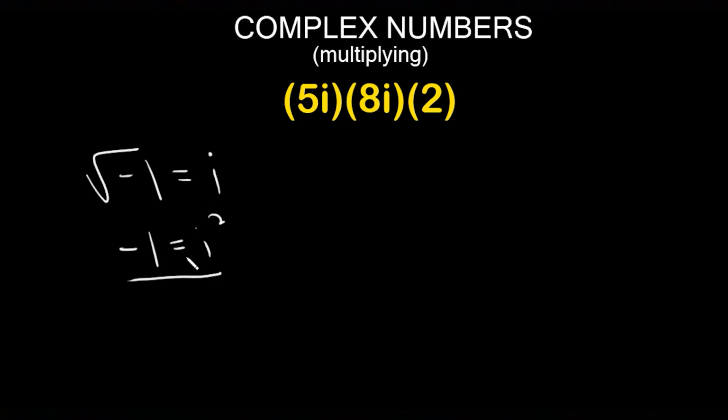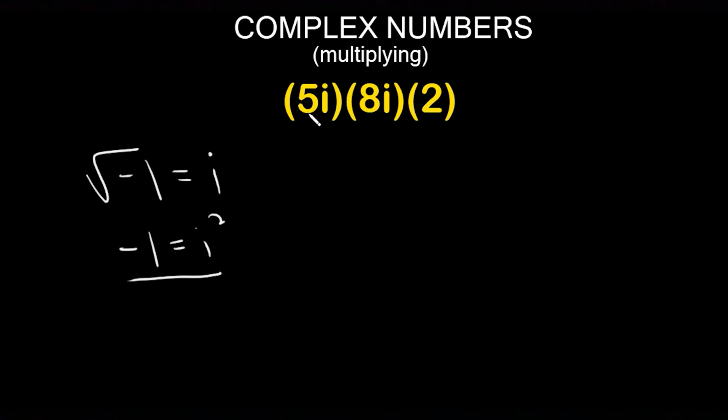Okay, and with that being said, let's talk about how we're going to do the first problem. So I can see that all I'm doing is multiplying. I have 5i times 8i times 2. Now remember, you can multiply in any order. It doesn't matter. So I could do 8i times 2. I could do 5i times 2. It doesn't matter, right? I'll just go left to right.